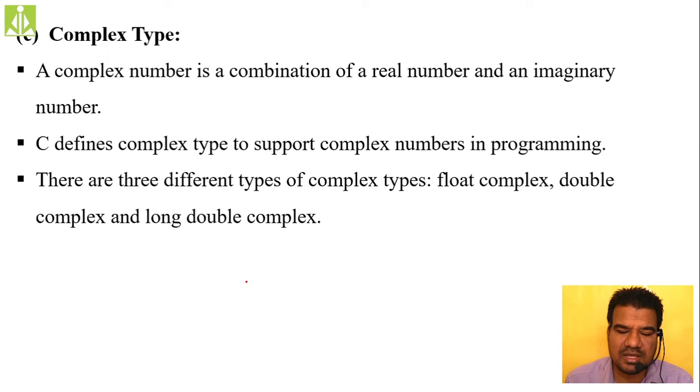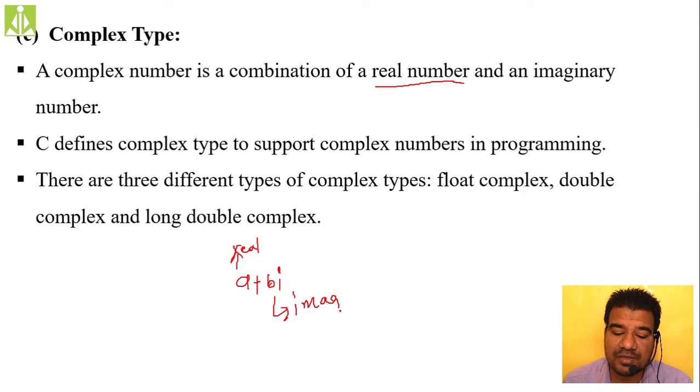Then we have the complex number. A complex number is nothing but a plus bi, isn't it? So it is going to have one real part as well as an imaginary part. A complex number is a combination of a real number, which is this a, and an imaginary number, because here we have a multiple of i. So this will become your imaginary number. So a complex number is a combination of a real number and an imaginary number. Again, complex numbers also have three different types: float complex, double complex, and long double complex.